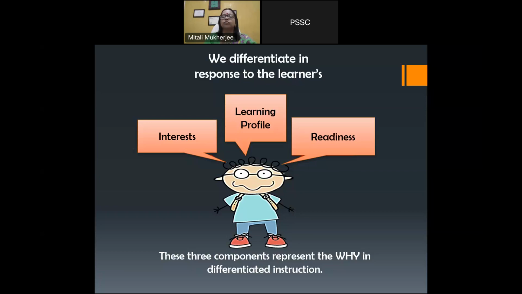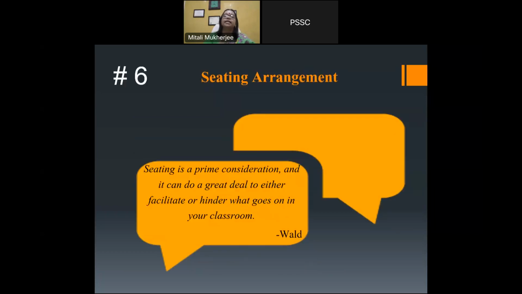Okay, next we go to the next slide. Next is seating arrangement, which is a very, very important component of the classroom. If you take care of the seating arrangement of the children, I think a lot of your problems are solved.